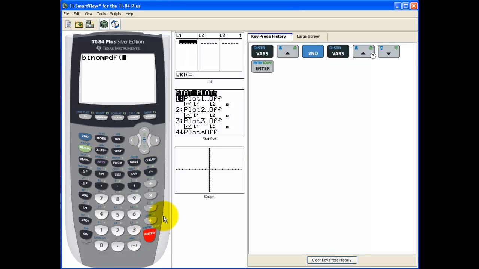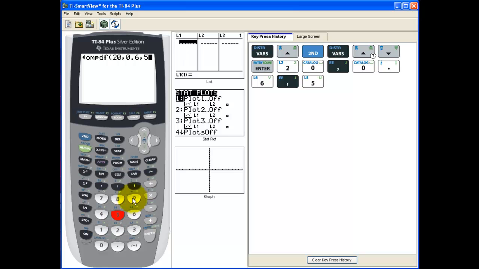The syntax that this function requires is n, p, x. So in other words, the number of trials first, which here is 20. The probability of success, which is 0.6. And then the number of successes we're looking for, which in this case would be 5. And that's the result right there.